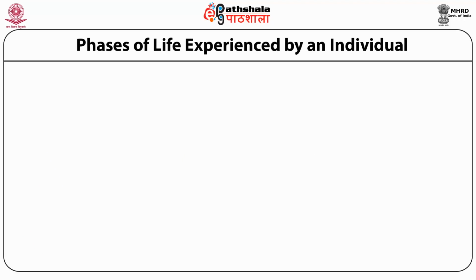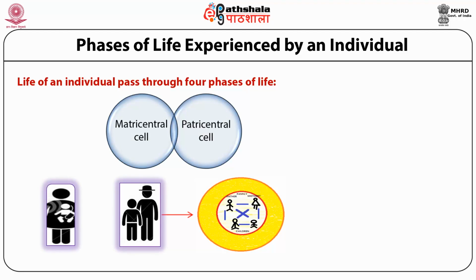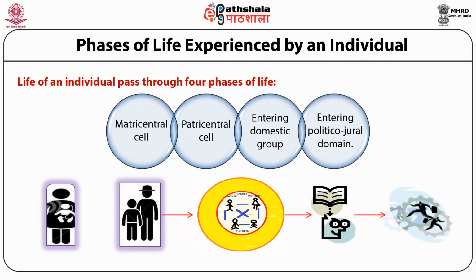Phases of life experienced by an individual. The life of an individual passes through four phases. They are mainly matricentral cell, patricentral cell, entering domestic group, entering politico-jural domain.